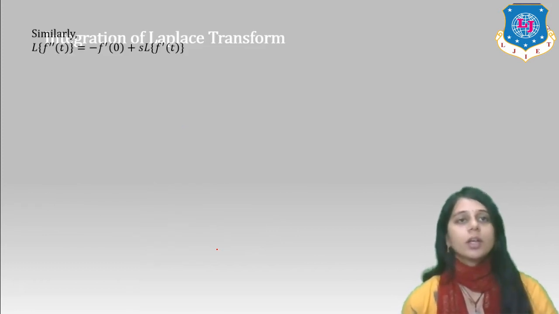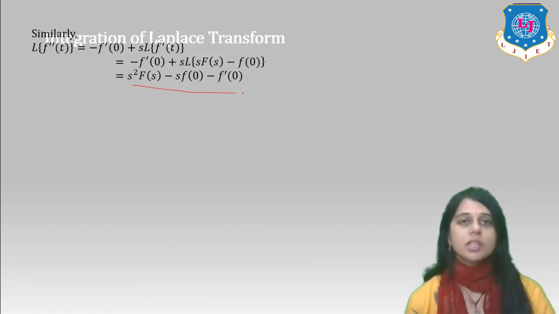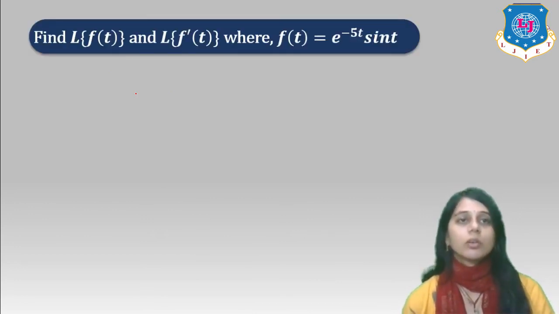Similarly, for the Laplace of f double dash t, it equals minus f dash 0 plus s Laplace of f dash t, which equals minus f dash 0 plus s times s F of s minus f of 0. So we conclude s square F of s minus s f of 0 minus f dash 0. In general, we get this polynomial form. Now, an example of the derivative.